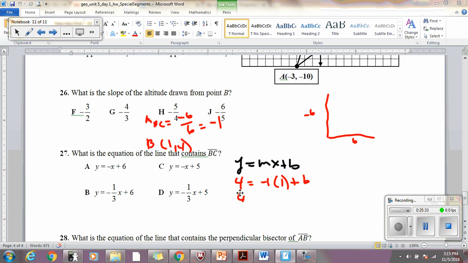So I would have 4 equals -1 plus b. Add 1 to both sides. You would get 5 equals the y-intercept. So the correct equation would be C. Y equals -x plus 5.